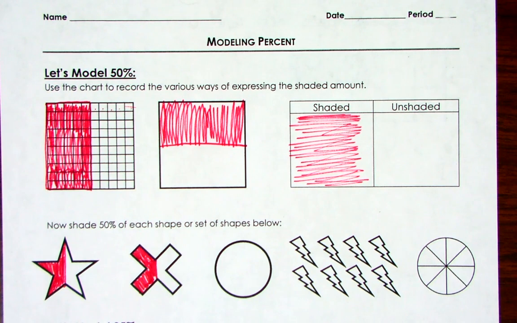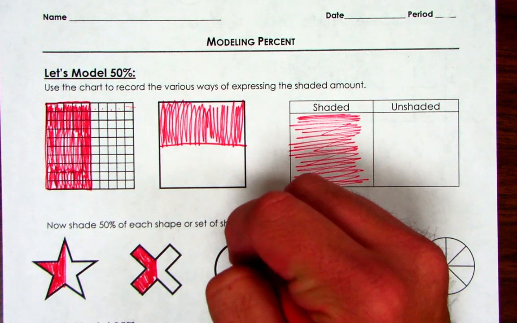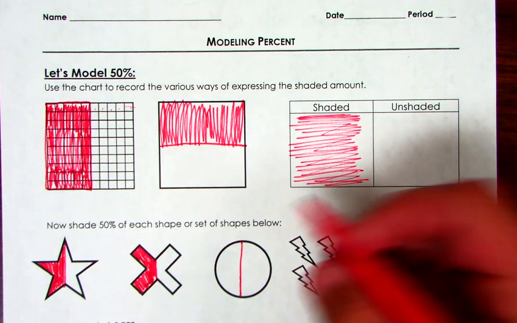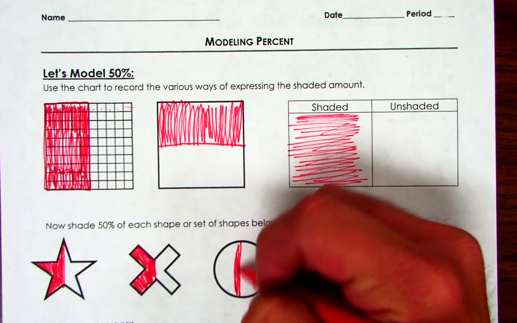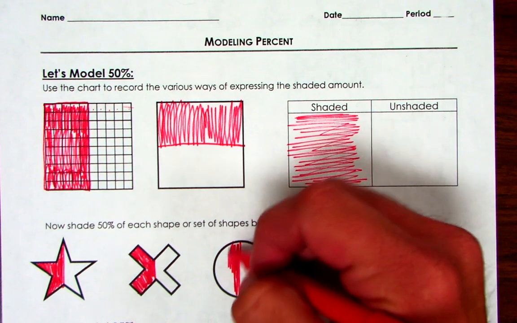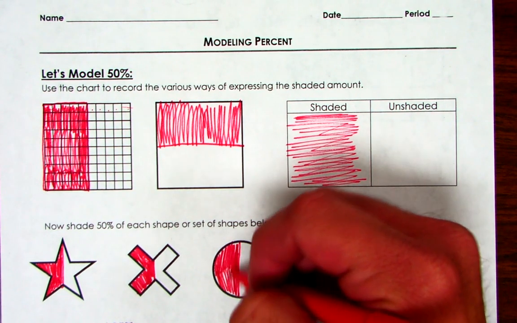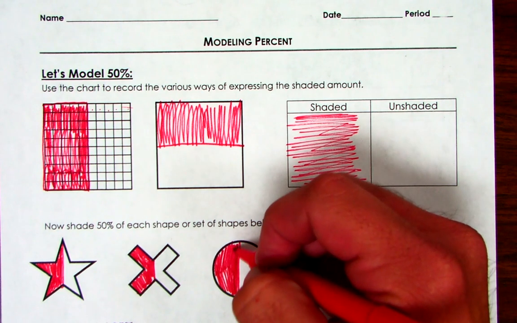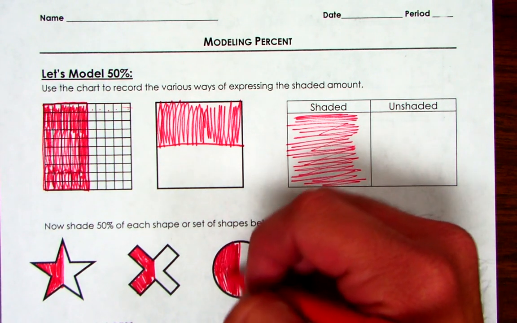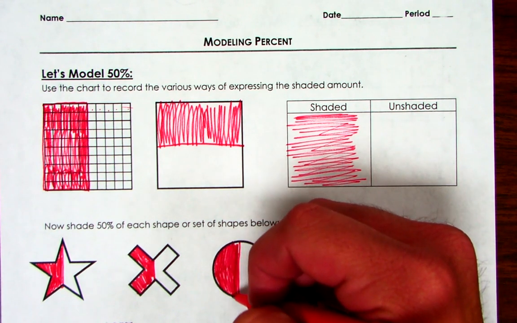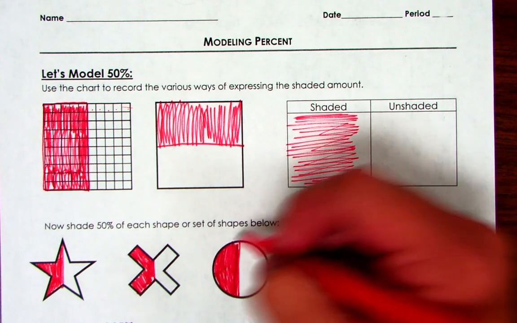Now we have a circle. More than one way to cut it in half. I'm going to do it the easy way. I'm going to go straight up and down. Here's 50%. Look how easy these percents are, especially since it's only 50%. We will get harder as we go on, but this unit really is not hard. Fractions, decimals, and percents is a nice, easy unit.